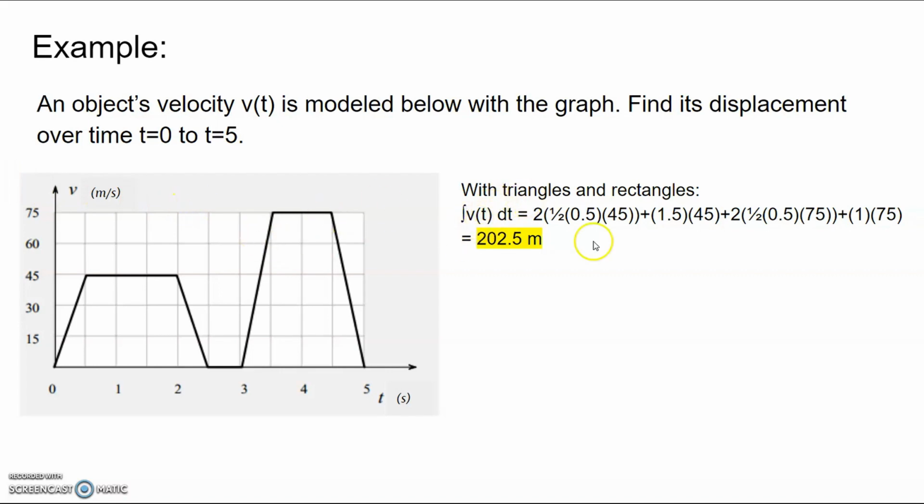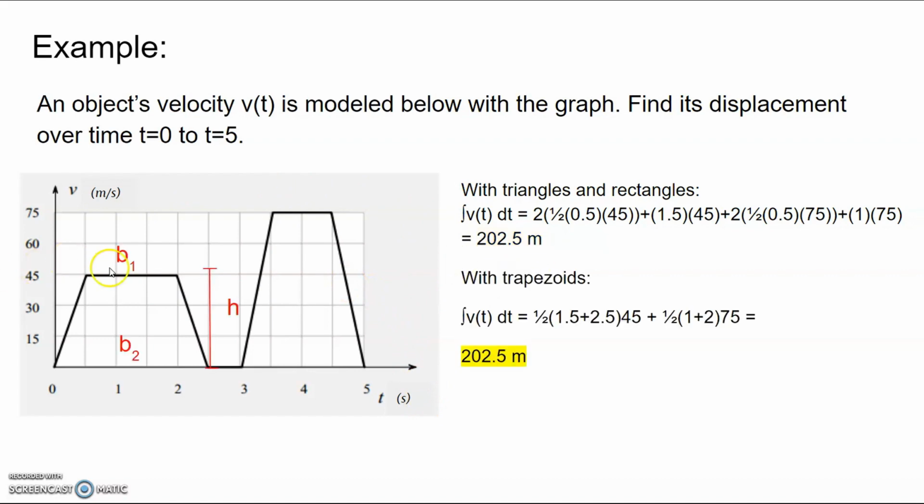But let's use the trapezoid formula instead. There's two trapezoids in this graph. I also put in these b1, b2, and h marks so that you know how I derived these numbers. So again, half times the sum of the bases. This distance is 1.5. This is 2.5. And then the height, be careful with the axis, it's 45.